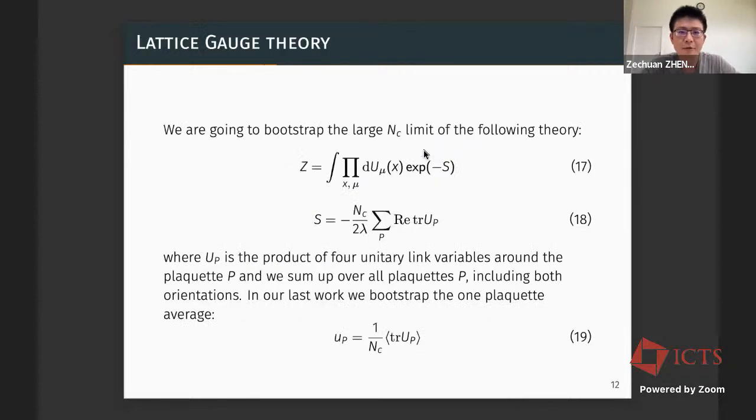Okay, let's go to the main topic of this project. That is the large N Yang-Mills model on the lattice. Here, this is the traditional Wilson action, and we are doing the integration over a 2-dimensional, 3-dimensional, or 4-dimensional space-time lattice. And our goal here is to bootstrap the one plaquette average. I can show you the result first.